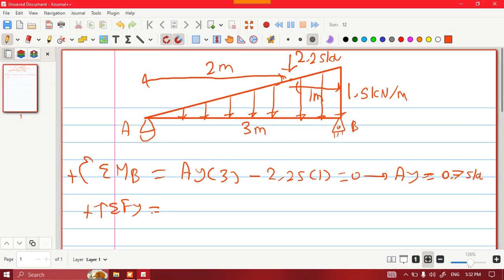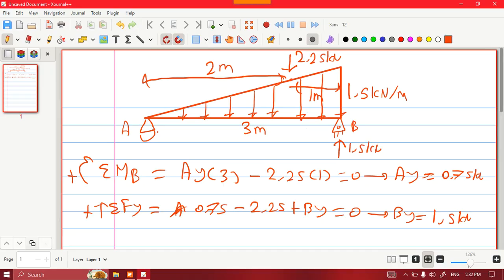And in order to find BY, I take the summation of forces in the upward direction to be positive and equal to 0. I have AY, which is 0.75 in the upper direction as I calculated before, minus 2.25, plus BY equals 0. Now BY will be equal, just add this together, to 1.5 kilonewton, and I'm going to draw them here in order to start the shear and moment diagram process.